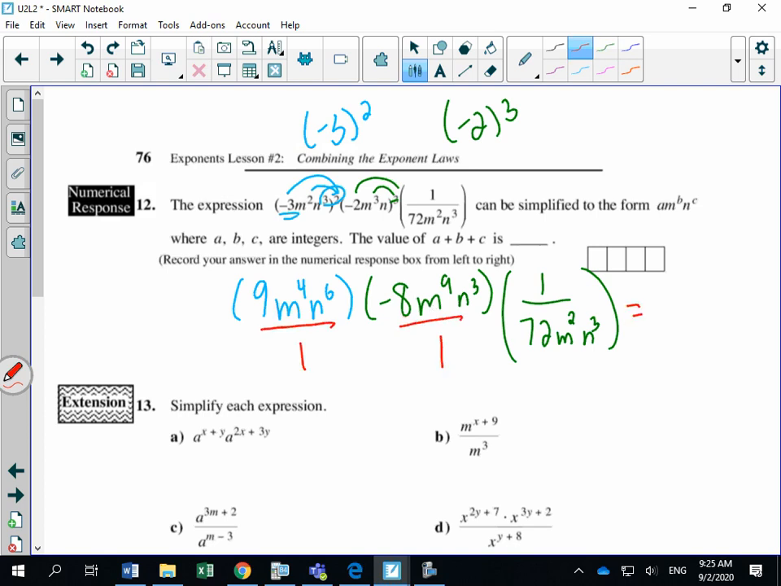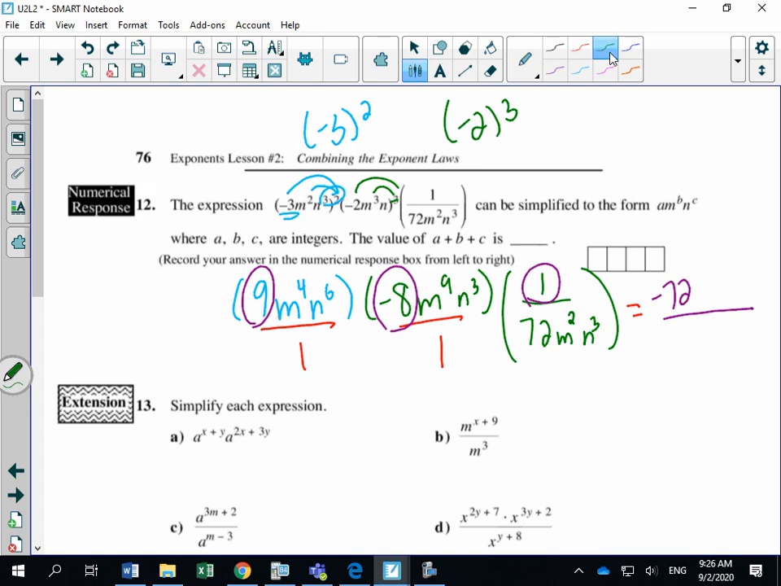So what I'm going to do is multiply 9 times negative 8 times 1, and that's going to give me my numerator. And then in my denominator, I'm going to multiply 1 times 72, right? So let's see if that makes sense. Let's take care of our numerator. So 9 times negative 8 times 1. I'm multiplying all the coefficients in my numerator. 9 times negative 8 times 1 is negative 72, sorry, negative 72.